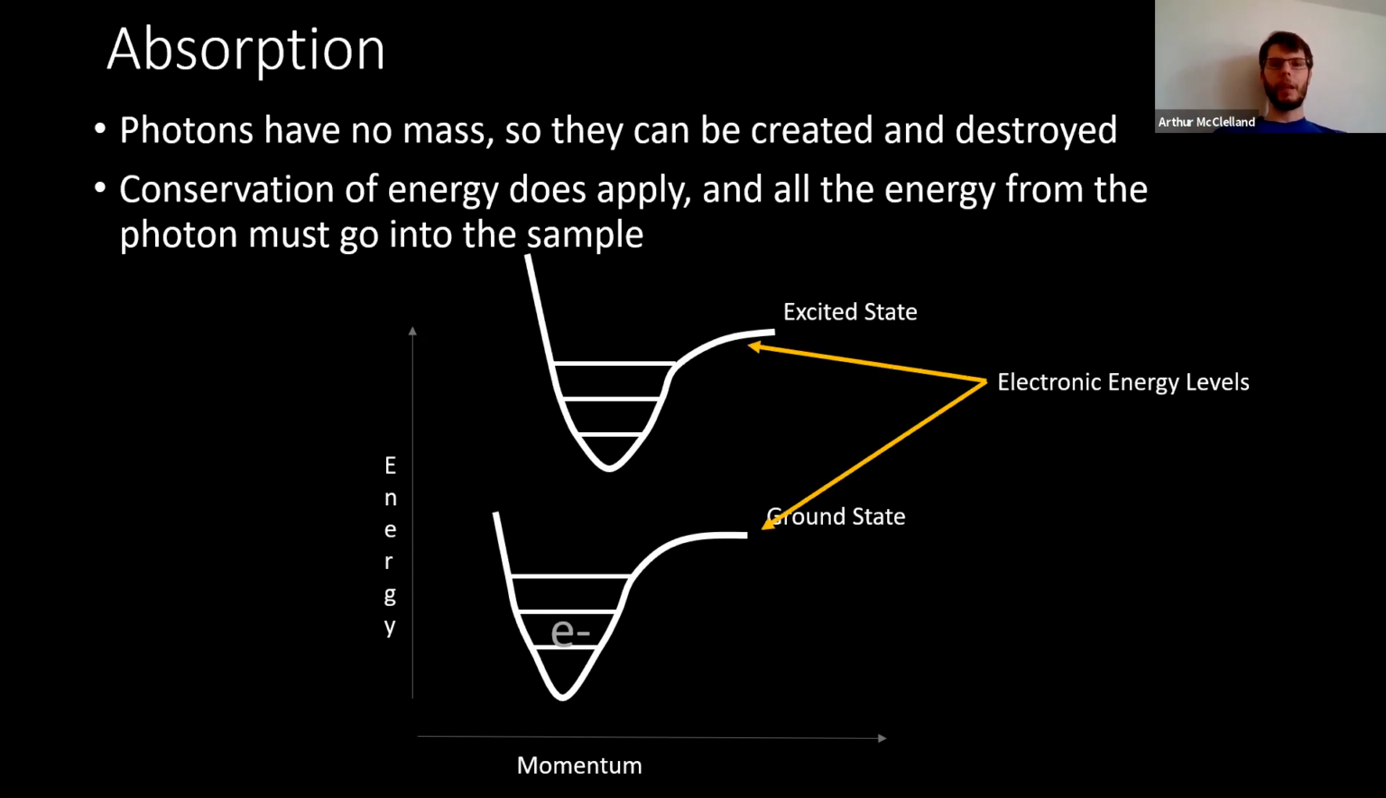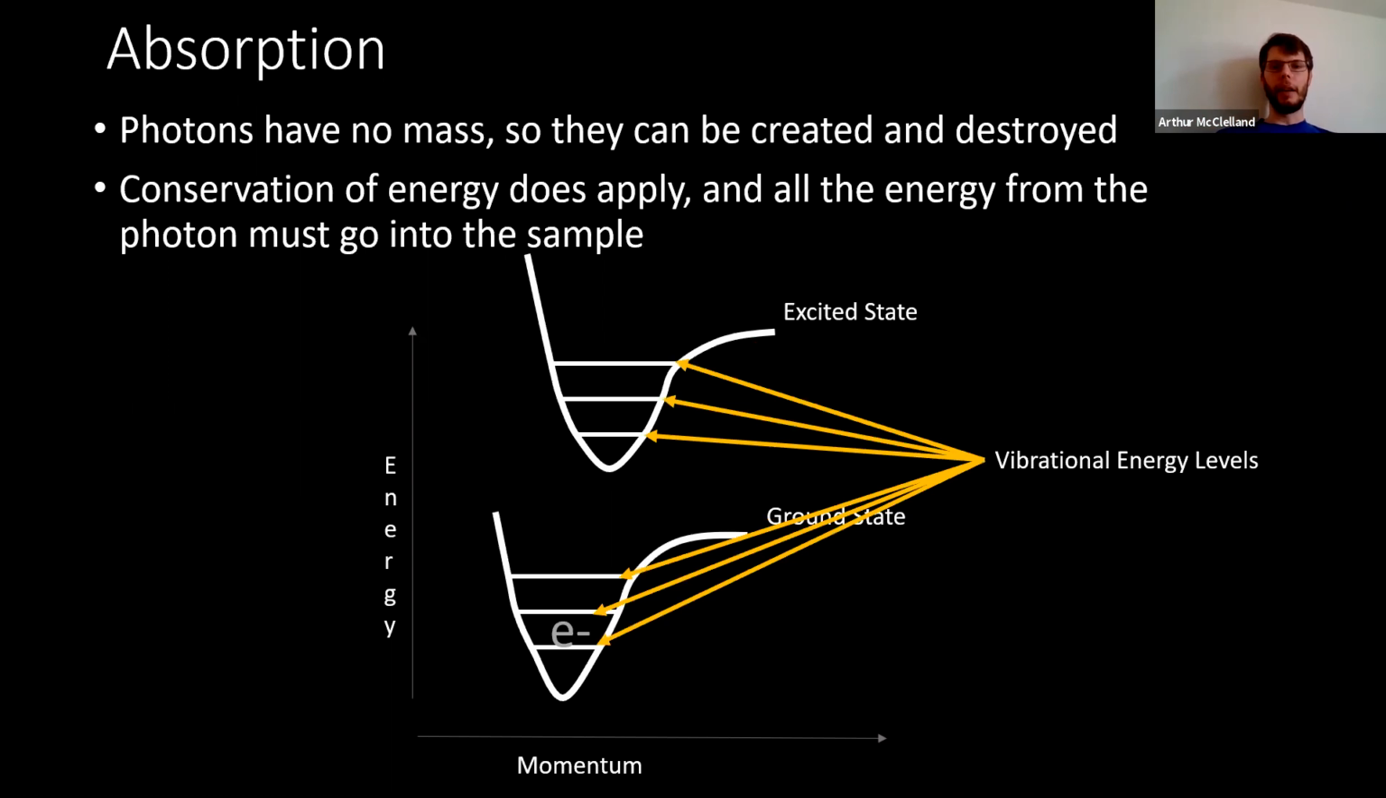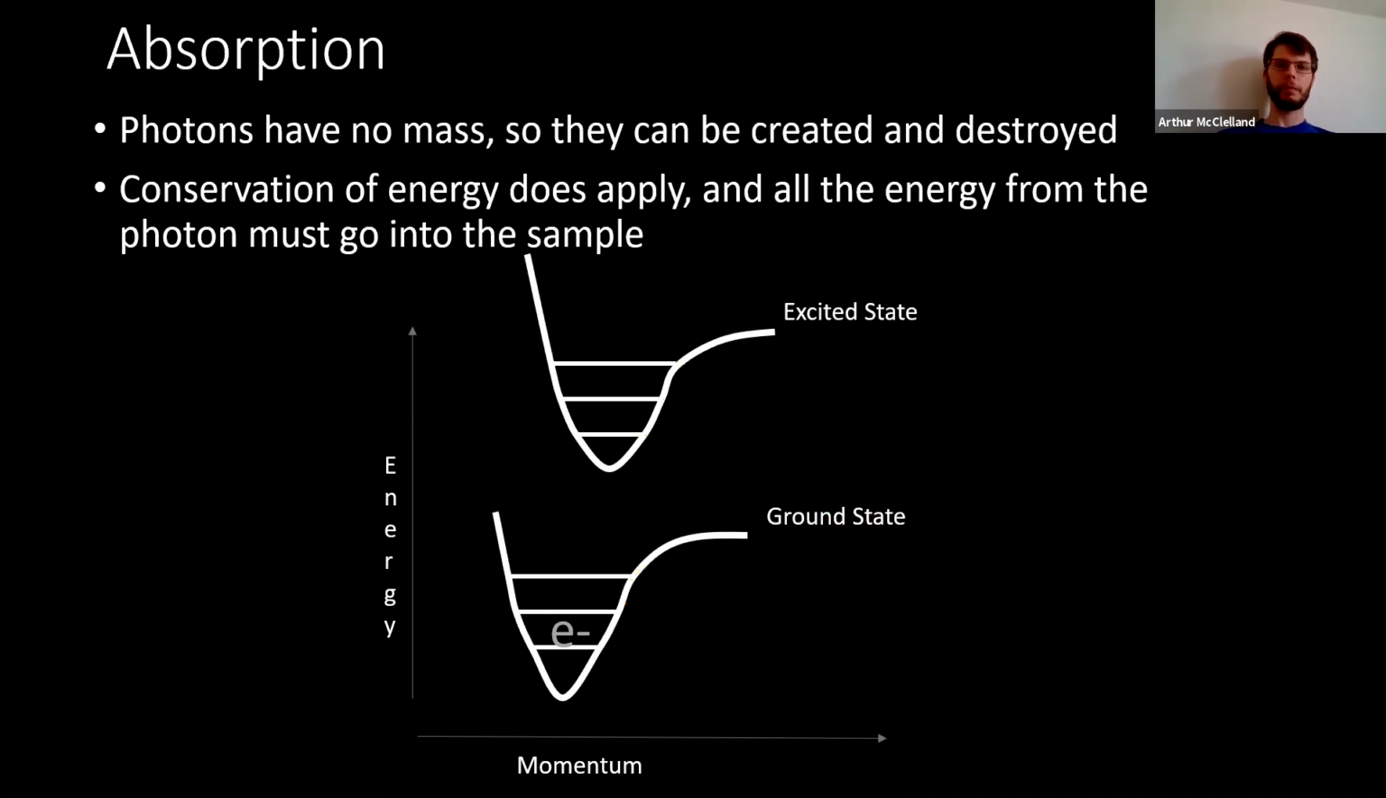So I drew a picture of two electronic energy levels, the ground state and the excited state. And within the ground state and the excited state are multiple vibrational energy levels. So we'll talk first about electronic energy level spectroscopy techniques, and then we'll talk about vibrational energy level spectroscopy techniques later today. But that's what the picture is supposed to represent.